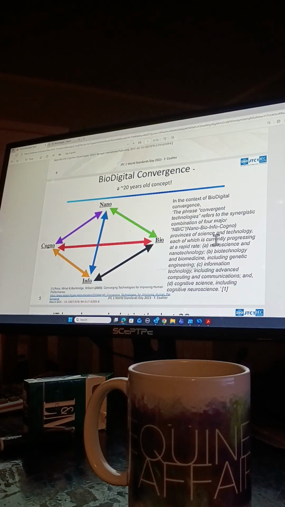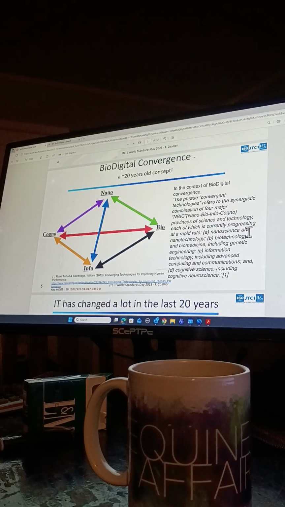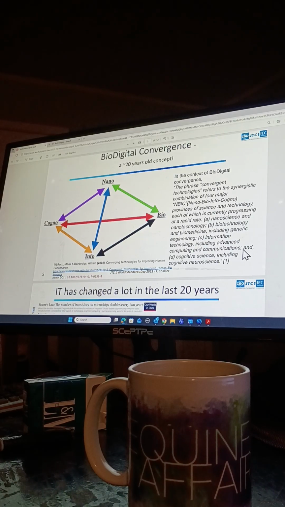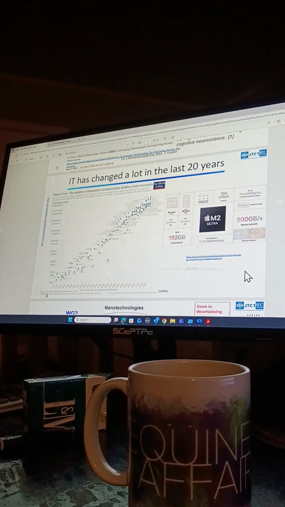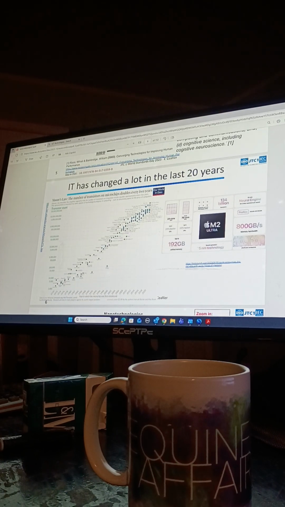because they get a little bit more in detail in this slide where they say nano means nanoscience and nanotechnology. And bio means biotechnology and biomedicine, including genetic engineering. And info means information technology, including advanced communications, computing and communications. And then the cogno is cognitive science, including cognitive neuroscience, which means us, our brains, not just large computer operating systems. Neural can mean that the computer has its own brain, but in this instance they mean our brain.